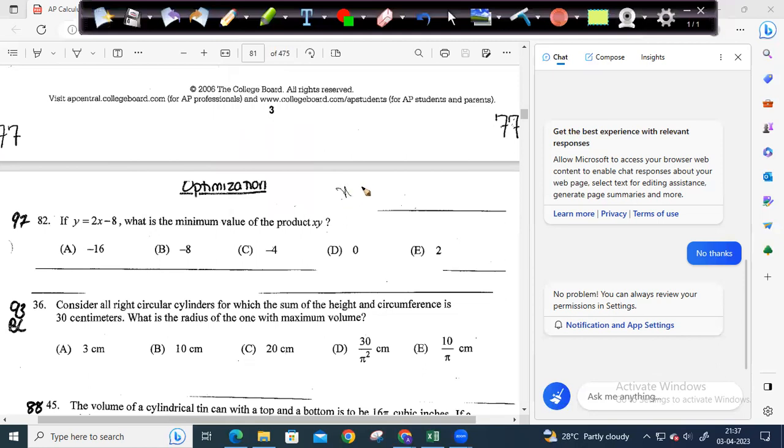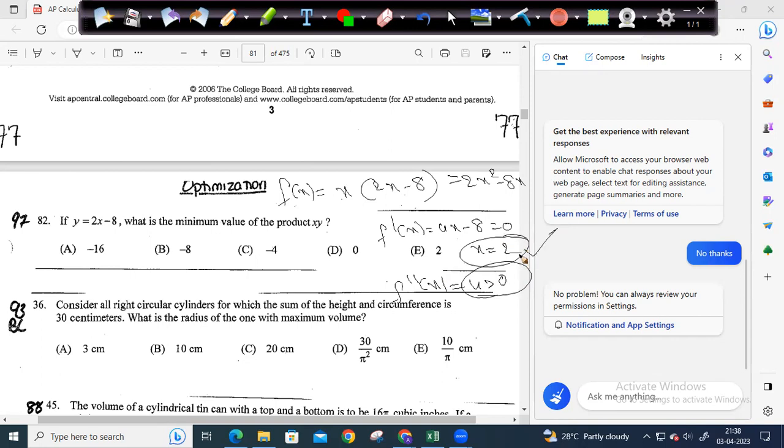So they gave x and they gave y as 2x minus 8. So I got my function. First, you need to get the function in one variable. So 2x square minus 8x. Now we find f dash x, which is 4x minus 8, and equate it to 0. x is equal to 2. Now we find f double dash x, which is 4, which is greater than 0. So x is equal to 2 is my relative minima.